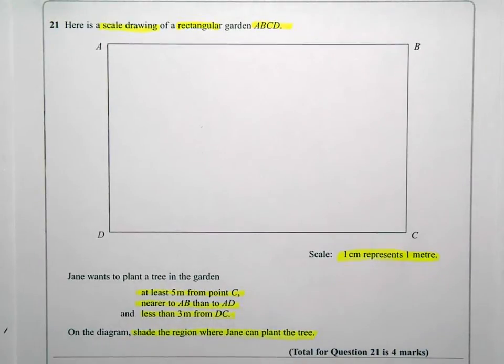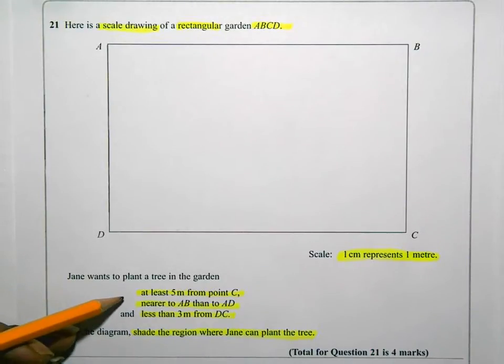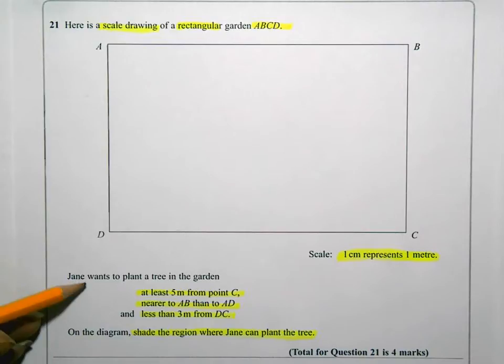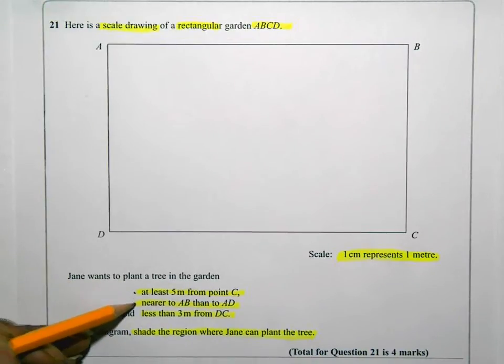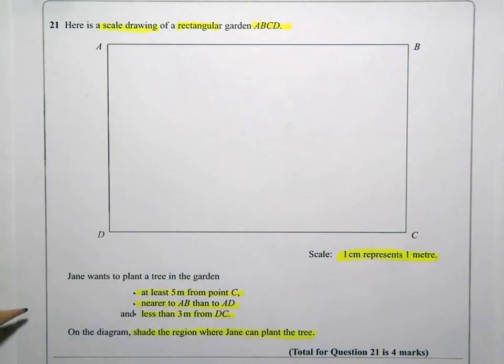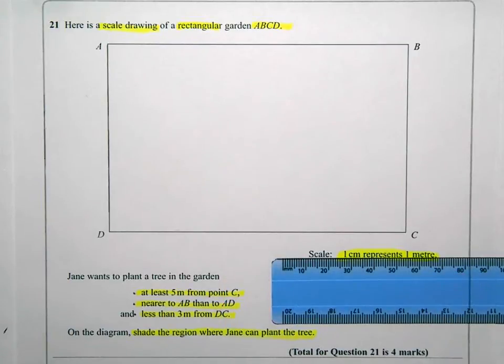Okay, so this is a relatively complex question. It's sort of broken up into loads of different parts, so we need to think about each stage of this. So it says Jane wants to plant a tree. This question is on the topic loci, right? So we're going to draw a couple of different loci, or locus, to represent these conditions here.